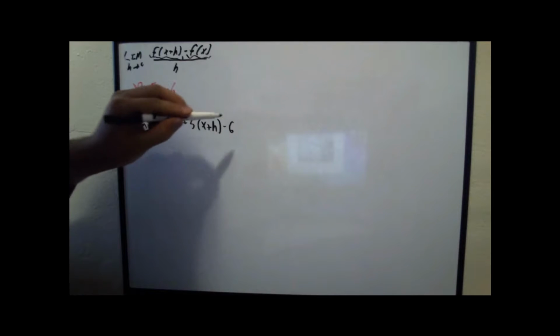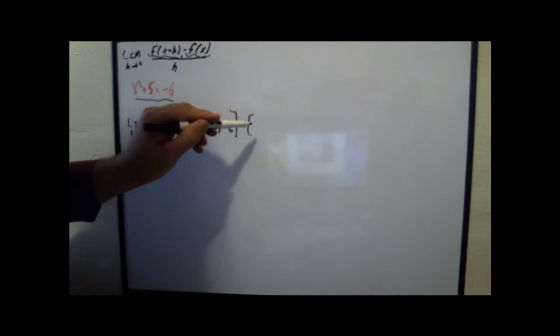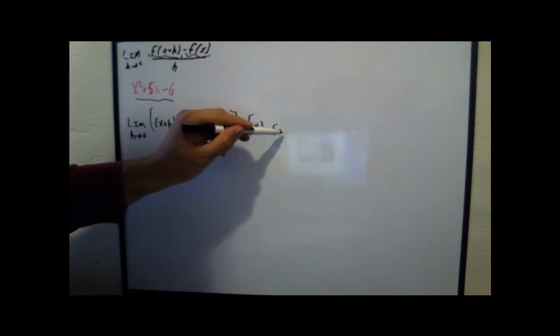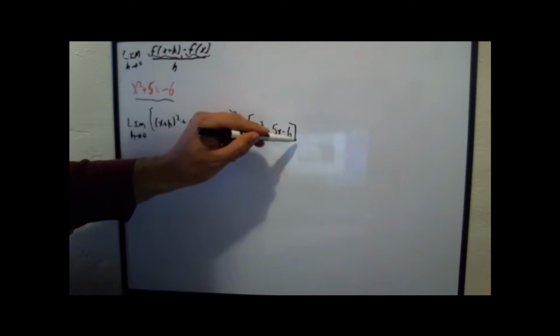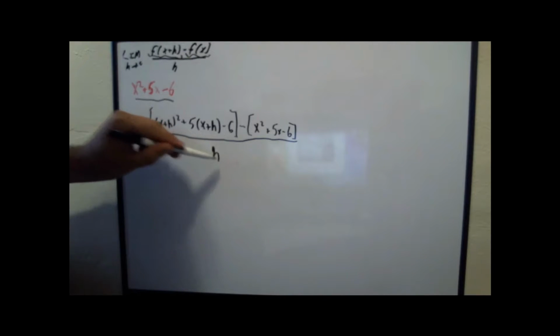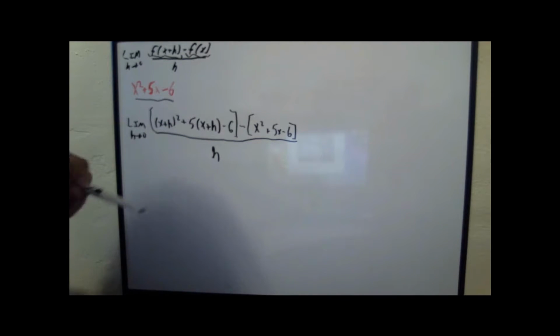And the second part is even easier. You just subtract the original function. So I'll put some brackets and minus my original function, which is x squared plus 5x minus 6. And we divide all of that by h. Notice we cannot evaluate this limit because if h goes to 0, we divide by 0, and a big black hole will appear on the page and it will be very unpleasant for everyone.